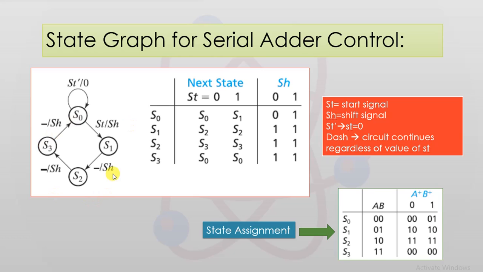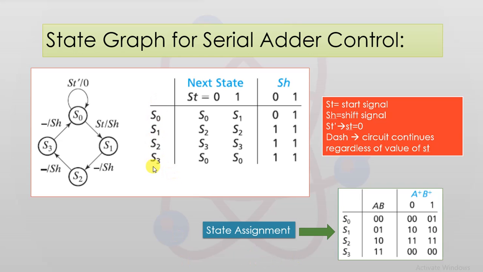So if you observe the state graph, you will note that there is a dash which will indicate that the circuit will continue to shift its position from one state to the other irrespective of the value of the start signal once it has been initiated. So that is why everywhere you can see that once the start signal is equal to 1, after that, irrespective of the value of the start signal, whether it is 0 or 1, it's going to move to the next state. Next, we proceed towards state assignment.